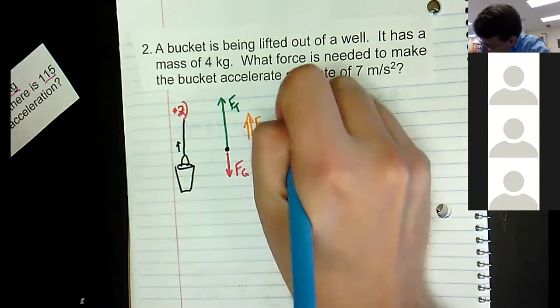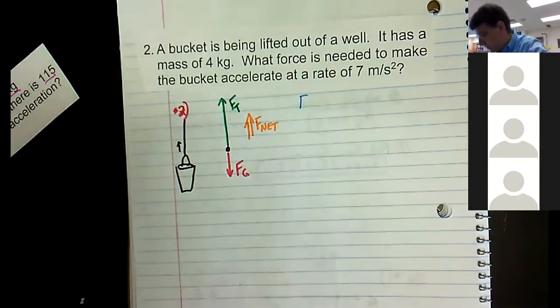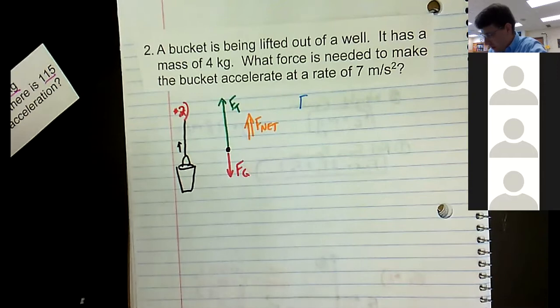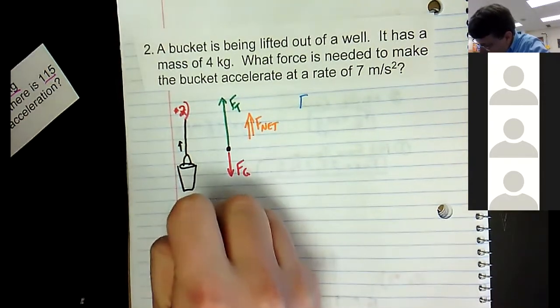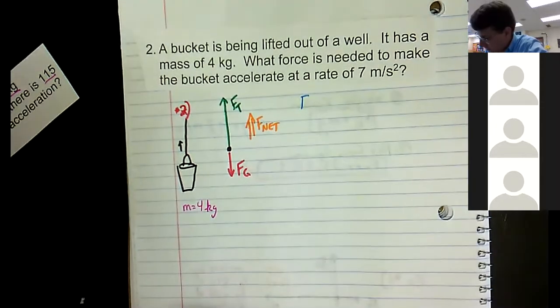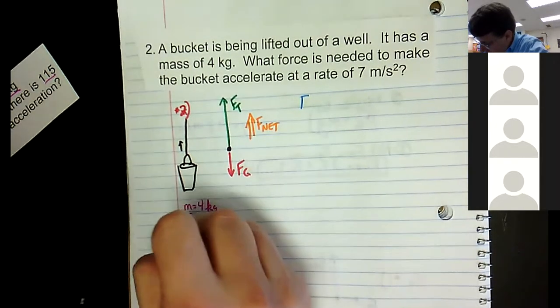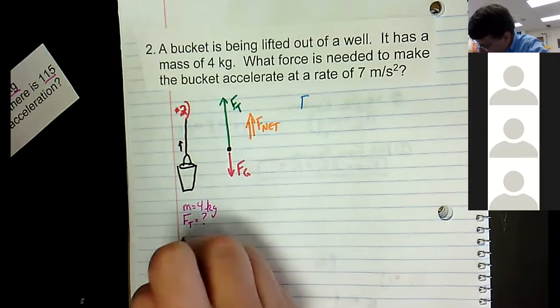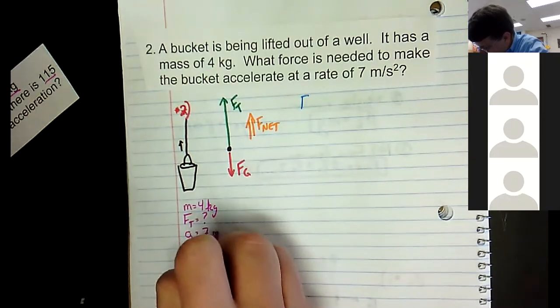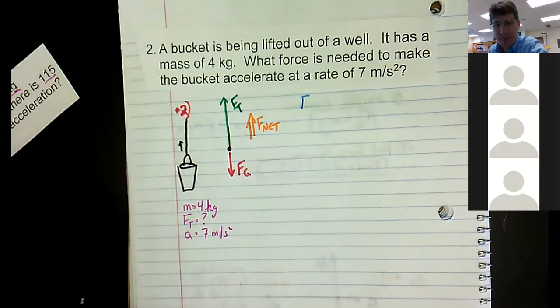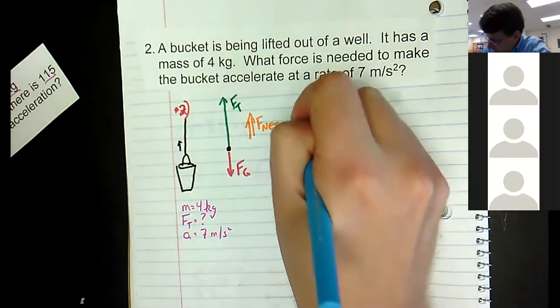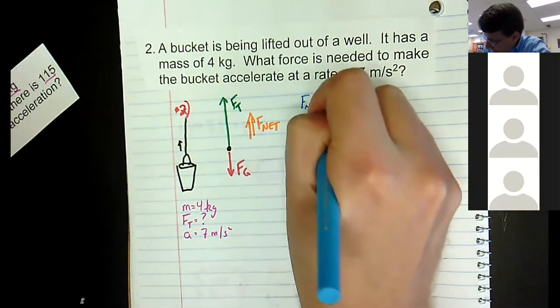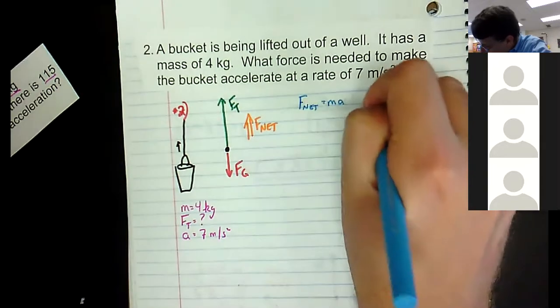So same thing we did last time. Let's do knowns and unknowns first. Mass is 4. We're trying to find the tension force that I need to accelerate at 7. We've got our 2 equations. We've got F net equals MA, and we have F net.